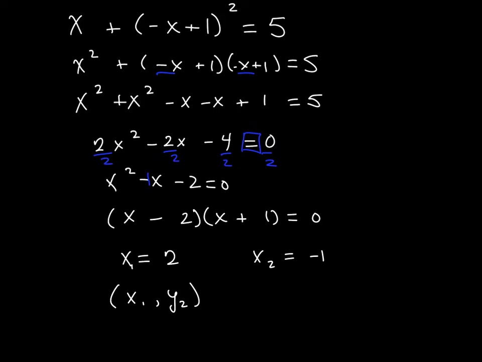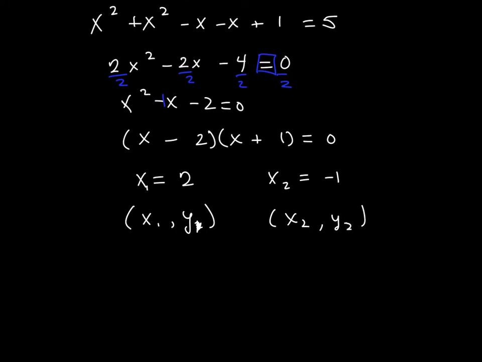And then the second piece would be x2, y2. Oops, let's fix this and turn that back into x2. So what I need to do here is find these points. For this first point, x is 2, and I have to find my matching y value. In the second point, my x is negative 1, and I have to find the matching y value.